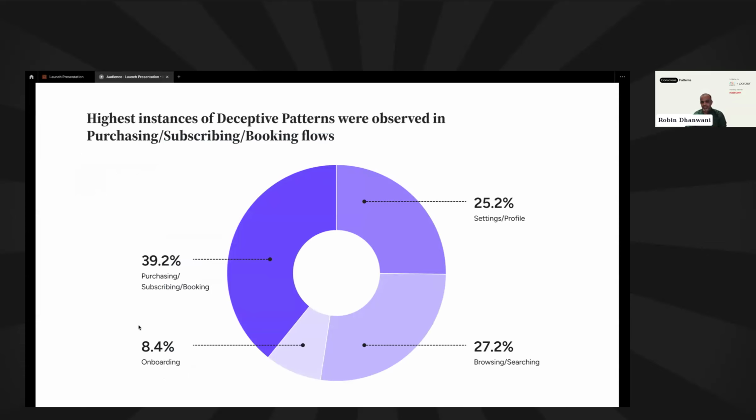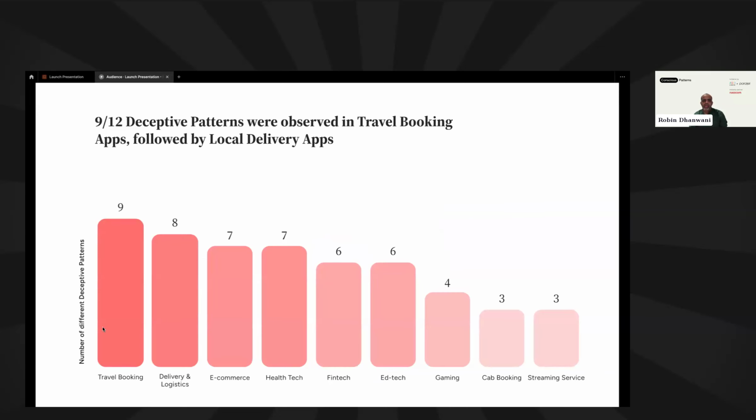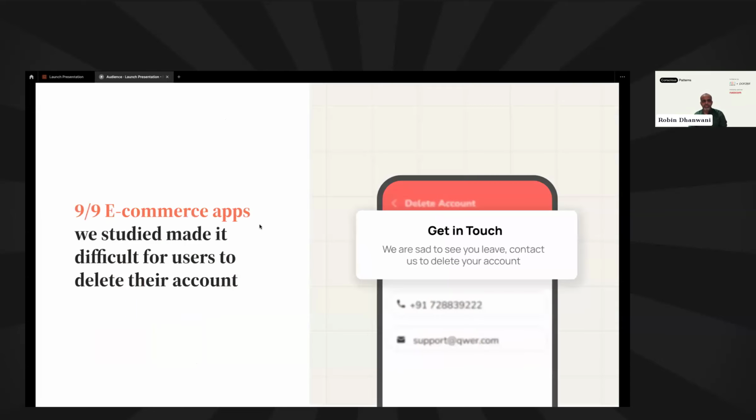39% of patterns were found in the booking or subscription flows, when you're just about to make a payment. Roughly over 25% of them were found in settings. 27% plus were found around browsing or searching, and it is over 8% around onboarding. 9 out of 12 deceptive patterns were observed in travel, followed by local delivery apps, which I think had about 8 of 12. So these two were the categories where we found the most deceptive patterns.